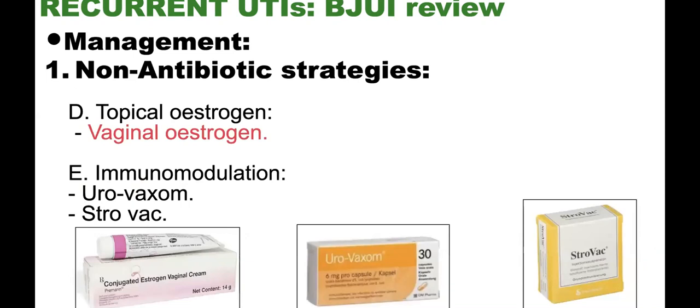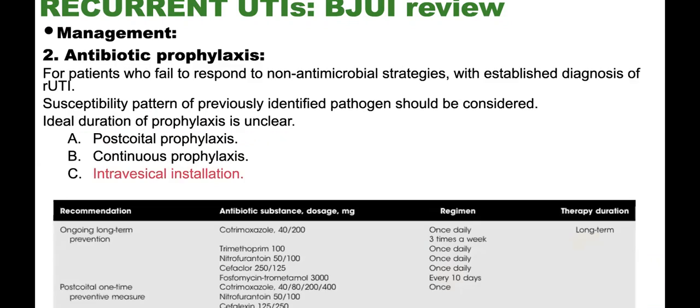And then they also spoke about estrogen. As I alluded to from our guidelines, the guidelines don't really specifically say that we should recommend vaginal estrogen to patients. But according to this article, estrogen vaginally significantly improved the frequency rates of recurrent UTI. Immunomodulators: they also found that immunomodulators, just like our recommendations, significantly improve the frequency of UTIs.